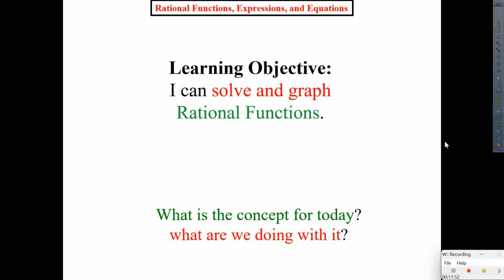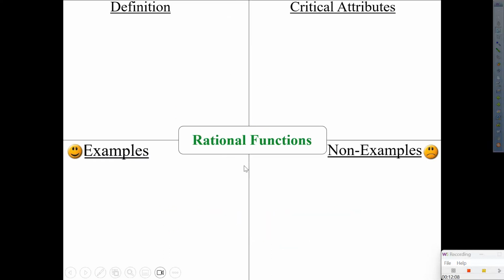Y'all ready? So, our objective for today is solving graph. Well, like I said, we're still graphing rational functions. So, remind your neighbor the definition of rational functions without looking at your notes. What is the definition of rational functions? Rational functions.